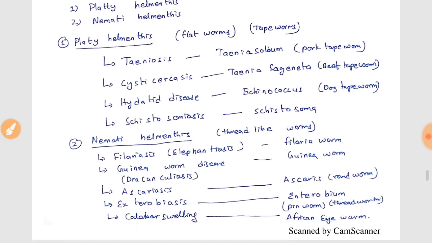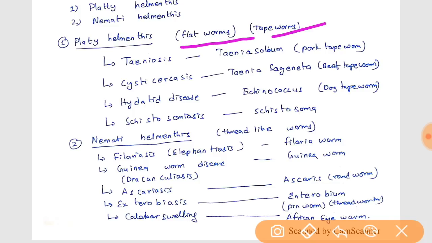Now we will see nematohelminthic. Nematohelminthic is nothing but, see, platyhelminthic look like flatworms or tapeworms, and these are thread-like worms. These cause filariasis, guinea worm disease, ascariasis, enterobiasis, Calabar swelling, friends. For this the respective worms are given, friends. So filaria worms, guinea worms, ascariasis roundworm, Enterobius worm, African eyeworm, Calabar swelling.